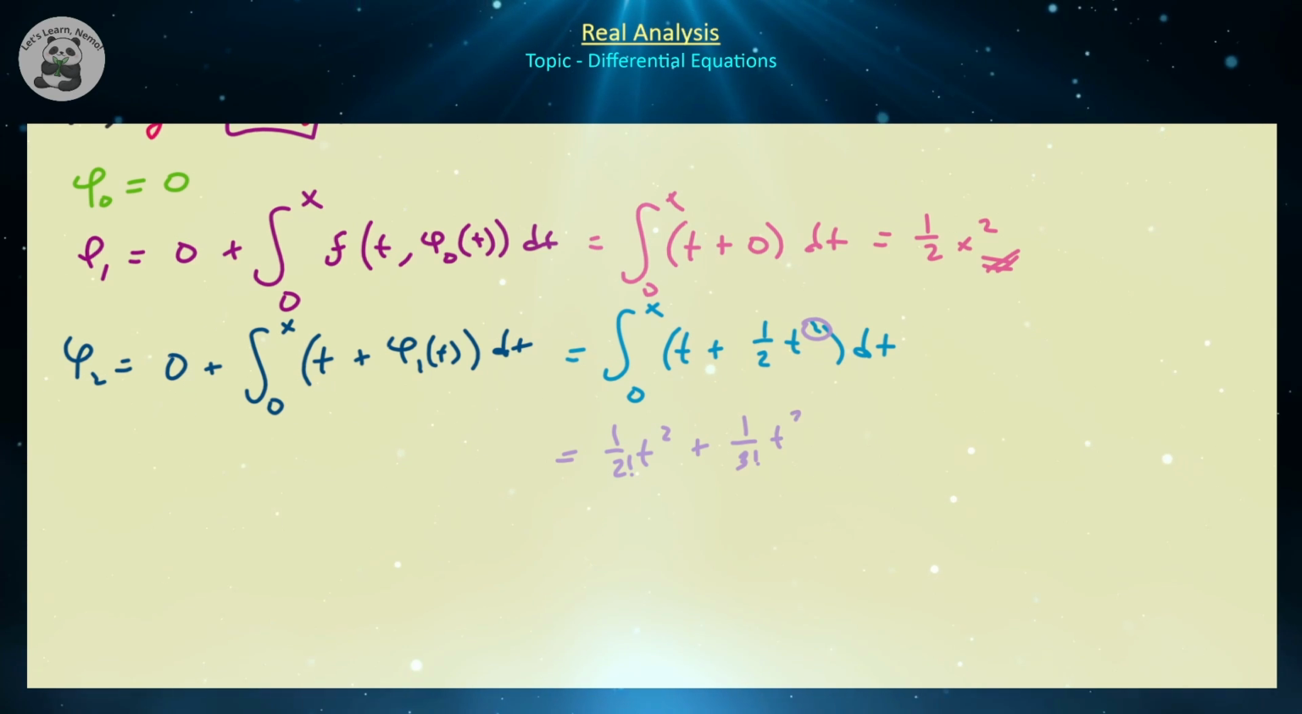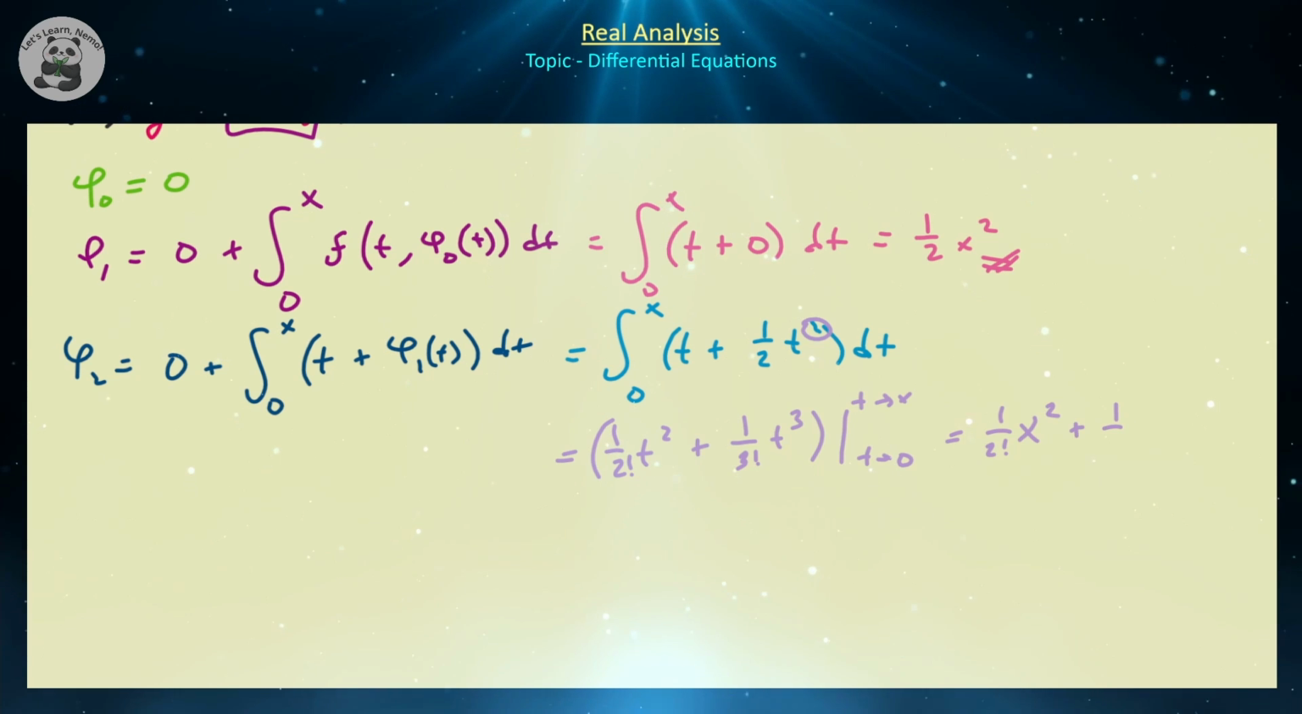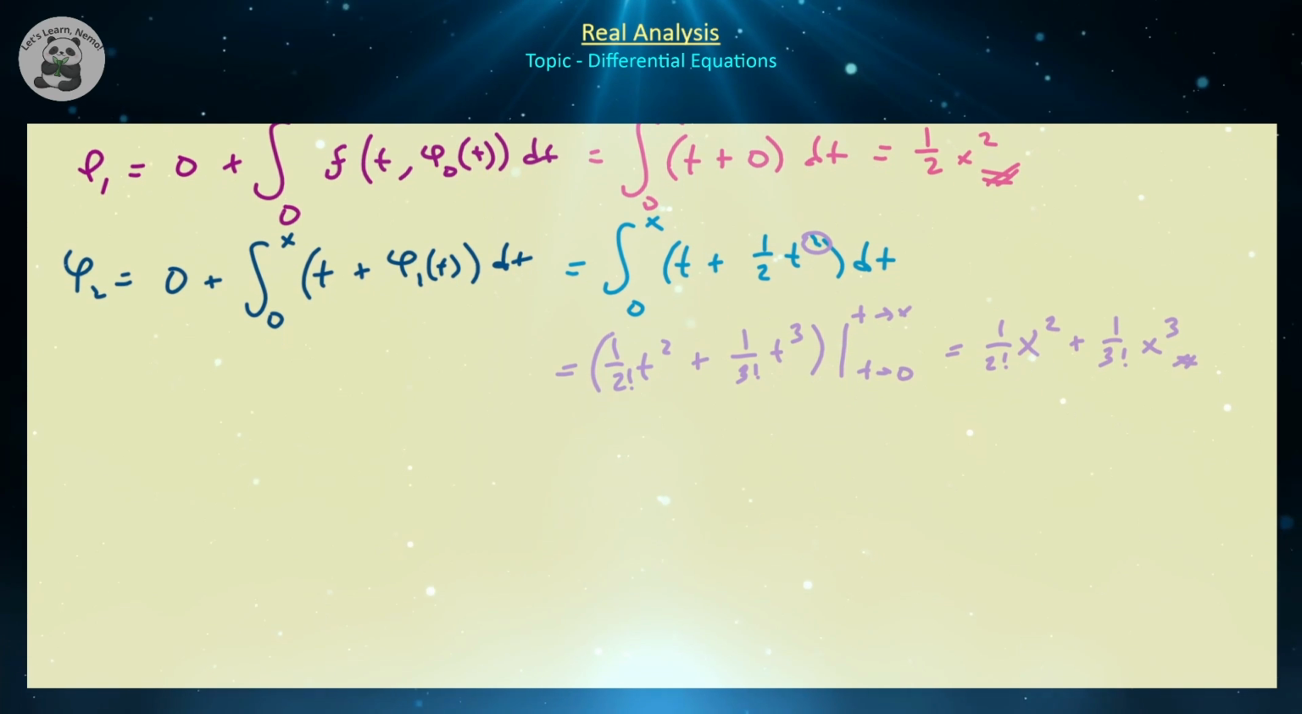And then that's going to be equal to t cubed, and obviously we need to send t to x, t to 0, and that's going to give us 1/2, 1 over 2 factorial x squared, and then 1 over 3 factorial x cubed. Right? So the trick, or the important part about the Picard-Lindelof theorem if you want an exact solution, is to be able to pick up patterns extremely, extremely quickly. So you might be able to see the pattern now.